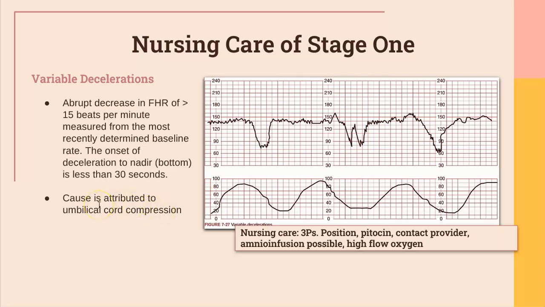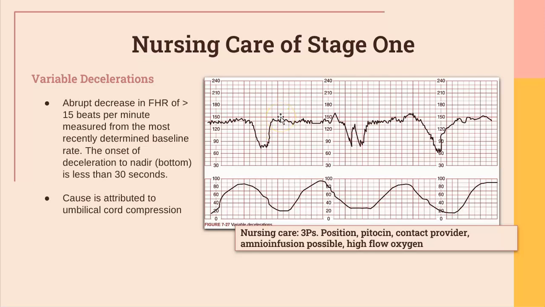Most of the time, it's attributed to umbilical cord compression. For some reason, that cord is around the baby's neck or around the baby's body, and it's causing those abrupt variations, and then mom moves and they come back up.